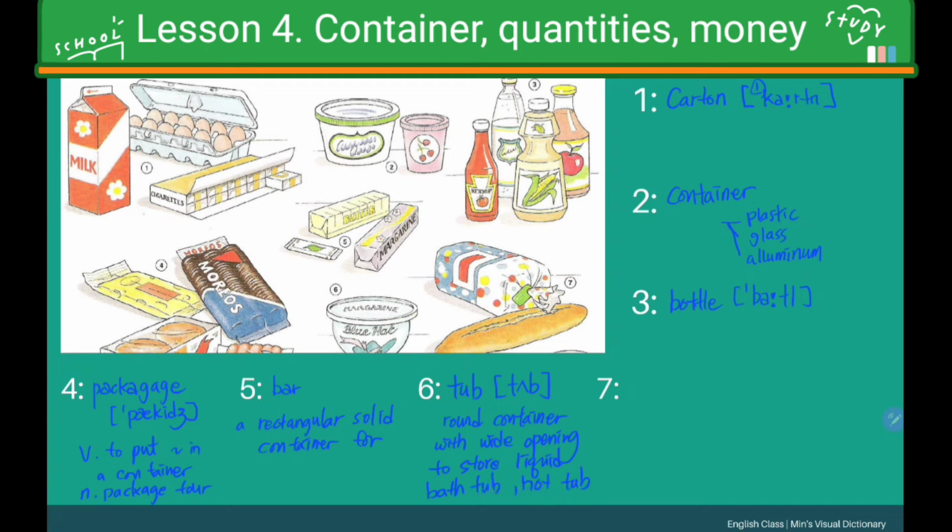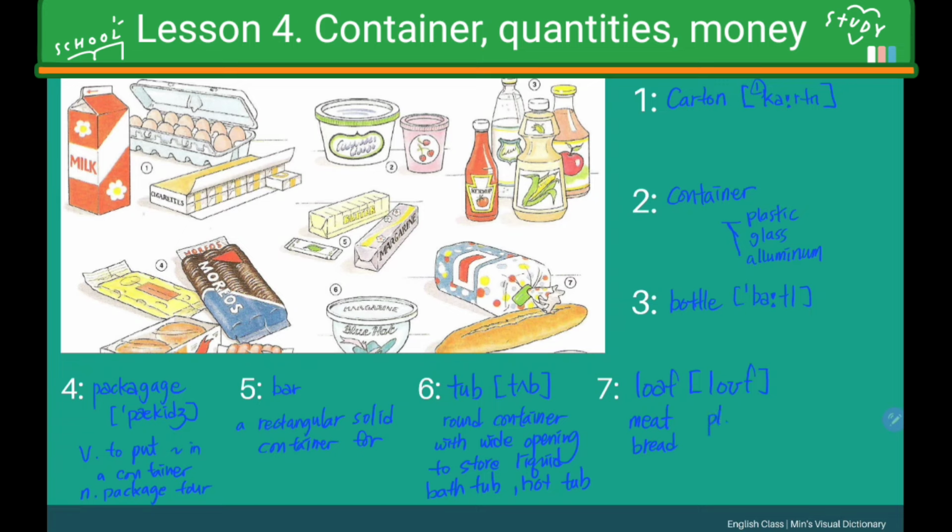And number 7, we have loaf, and it's pronounced as loaf. So it's L, O, A, F. So it's loaf. And we use this one for meat loaf or bread loaf.